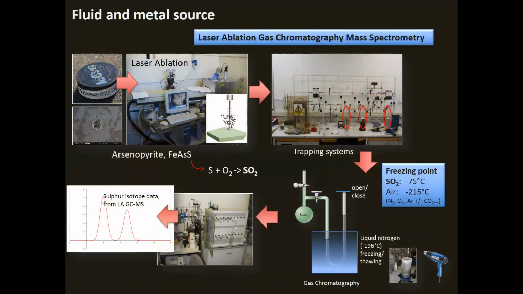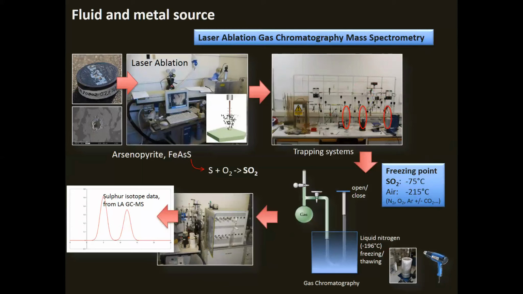So taking the sample to the laser ablation lab, we will put it under the laser and focus the laser on it. Since this is a destructive method, we will dig with a laser into the sample, into the arsenopyrite, and by doing so, we will liberate the sulfur from the arsenopyrite. The sulfur will react with oxygen and form SO2 gas. And this is the gas that we want to sample.